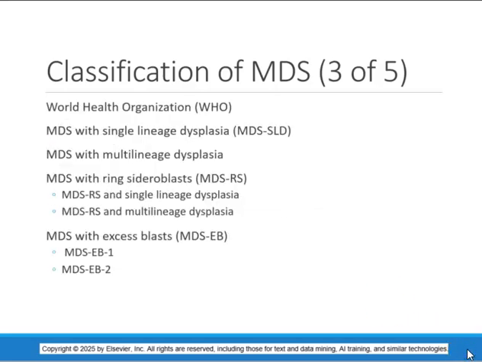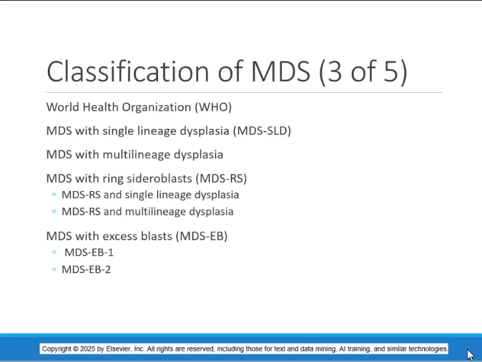So the World Health Organization came out with its own little classification, of course. So they have myelodysplastic syndrome with single lineage dysplasia, which is like the refractory anemia, and now the MDS with multiple lineage dysplasia. So now we're getting the white cells and platelets involved, and now they have ring sideroblasts with single or multiple lineage dysplasia. So it's just factual things that they're looking at. And then we go to the excess blasts. Excess blasts 1 and 2.